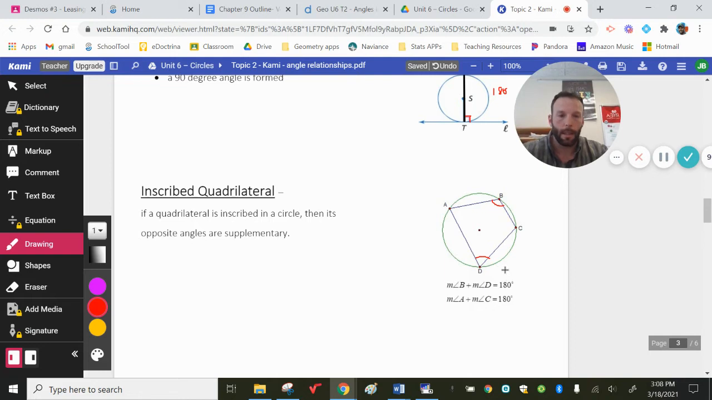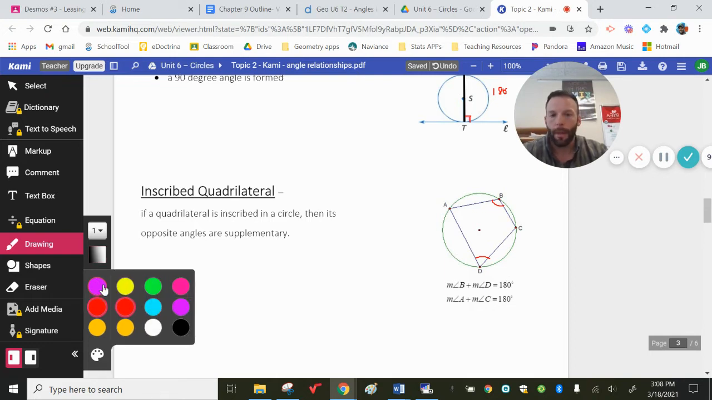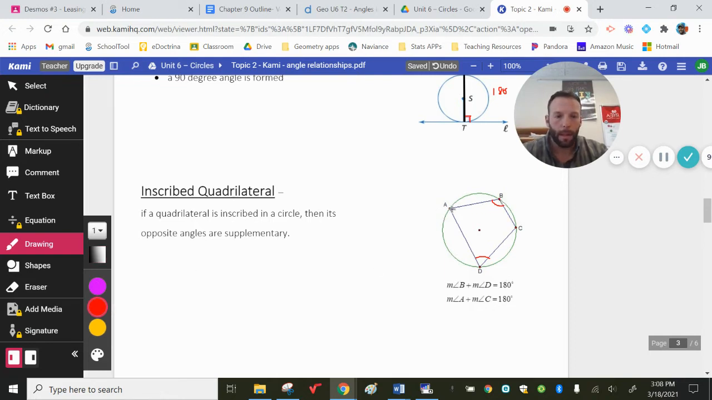That's true because of this fact. Well, if we talk about angle B, this angle B extends to the point A and to the point C.